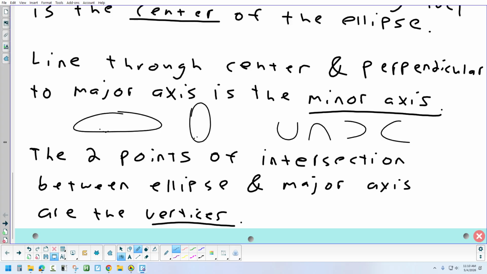Any question why there's only going to be 2 different cases? We don't draw ellipses on like a 45-degree angle. You can, but we don't.